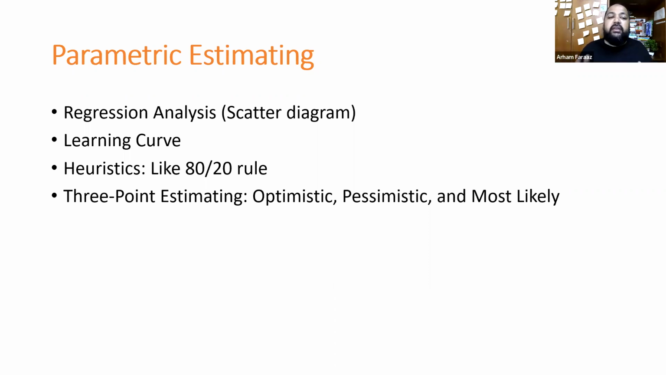That also helps you. The next thing is heuristic. Heuristic talks about the Pareto principle, like the 80-20 rule. For example, you can address the top 20% of things that's going to be 80% of the results. Then finally, another way of parametric estimating is 3-point estimating. 3-point estimating has three estimates: optimistic, pessimistic, and most likely. You get these three estimates and you take an average of that. We'll see about that in detail in the next few slides.